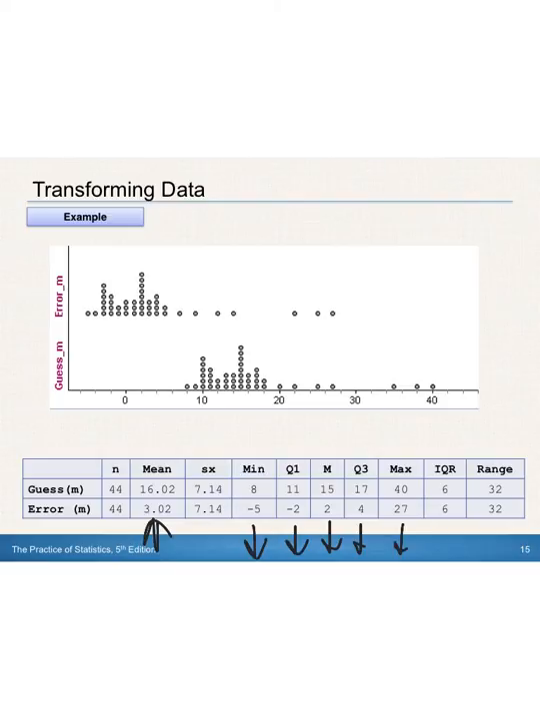The IQR doesn't change. The difference between the Q3 and the Q1, even though the numbers are different, the distance between them is 6, and the range doesn't change either. The minimum and the maximum change, but the number of data points between doesn't change. Standard deviation.